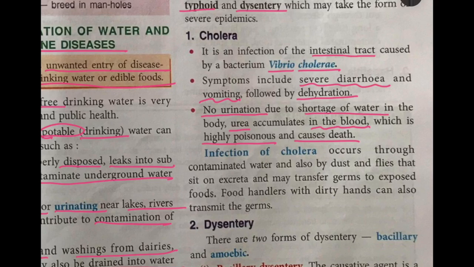Infection of cholera occurs through contaminated water and also by dust and flies that sit on excreta, and transfer the germs to food which is exposed, which is left open. So food handlers with dirty hands can also transmit the germs.